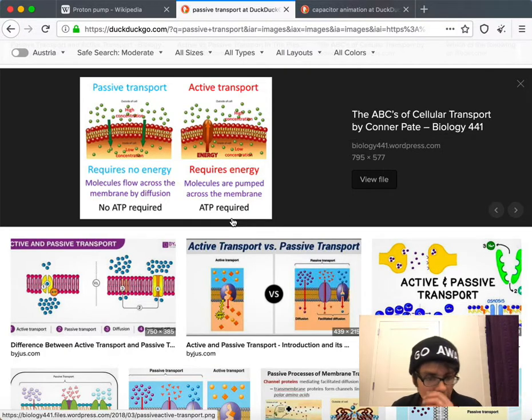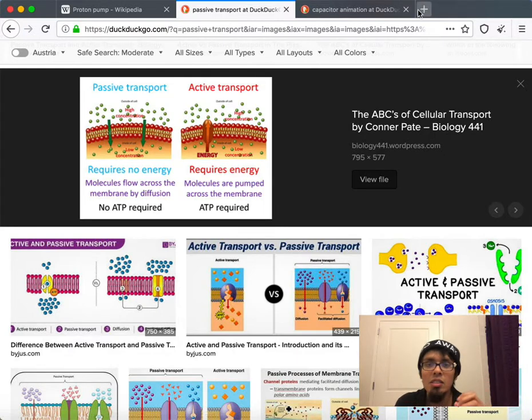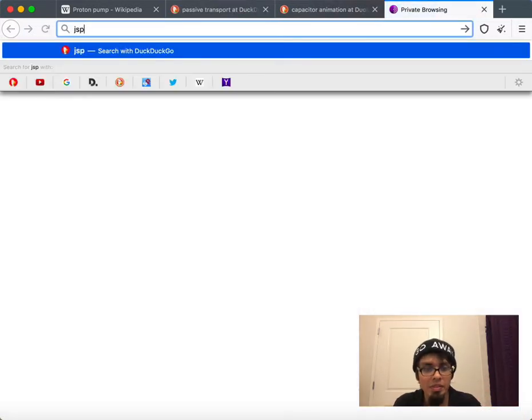So when potassium goes outside of a cell, potassium exits through a potassium leak channel. Potassium can actually passively transport out of a cell, okay? But the thing is, as potassium goes outside of the cell, the charge buildup normalizes, right? Because let's go to our old friend JS Paint.